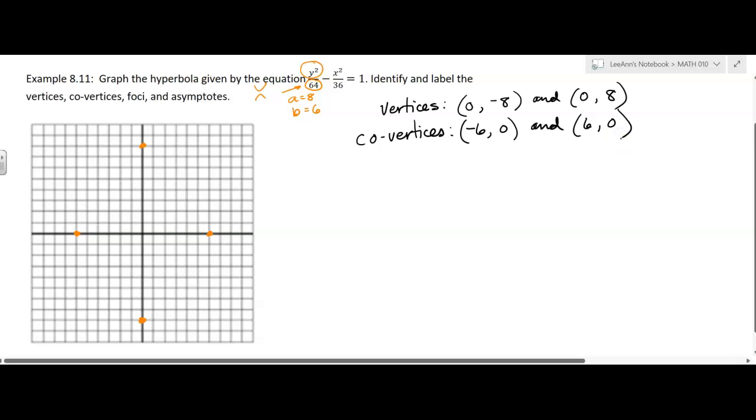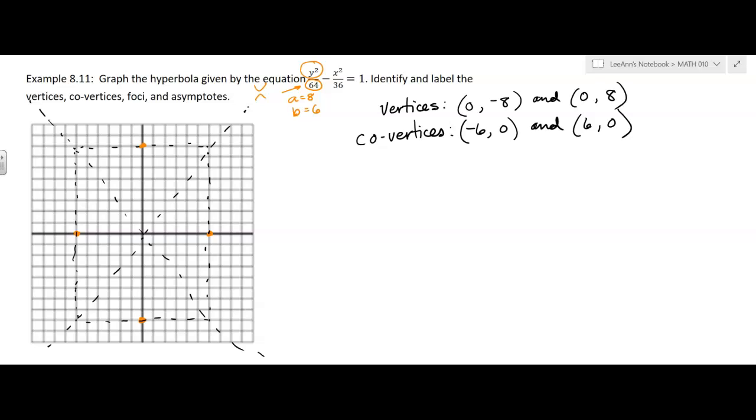Okay, and then I'm going to draw that central rectangle. It's a big one. This allows me to draw the asymptotes. Remember to go through the origin, or the center if it were centered someplace else. That gives me the basic graph. Now, when you do this on the exam, I expect to see the box and the asymptotes drawn in.